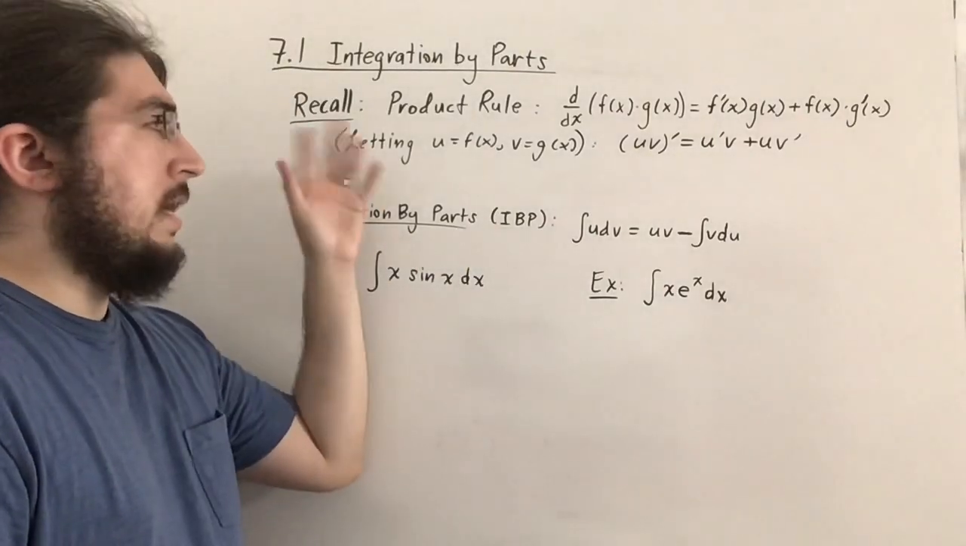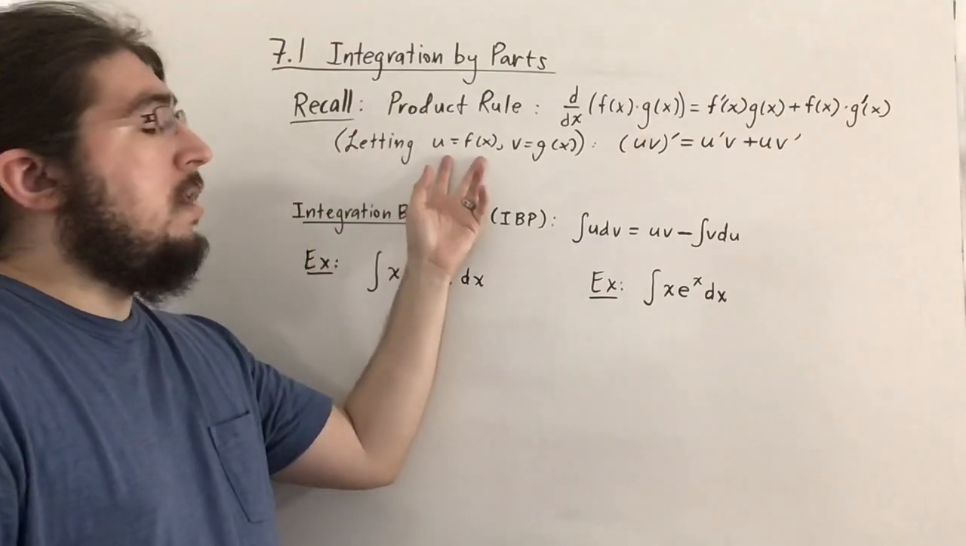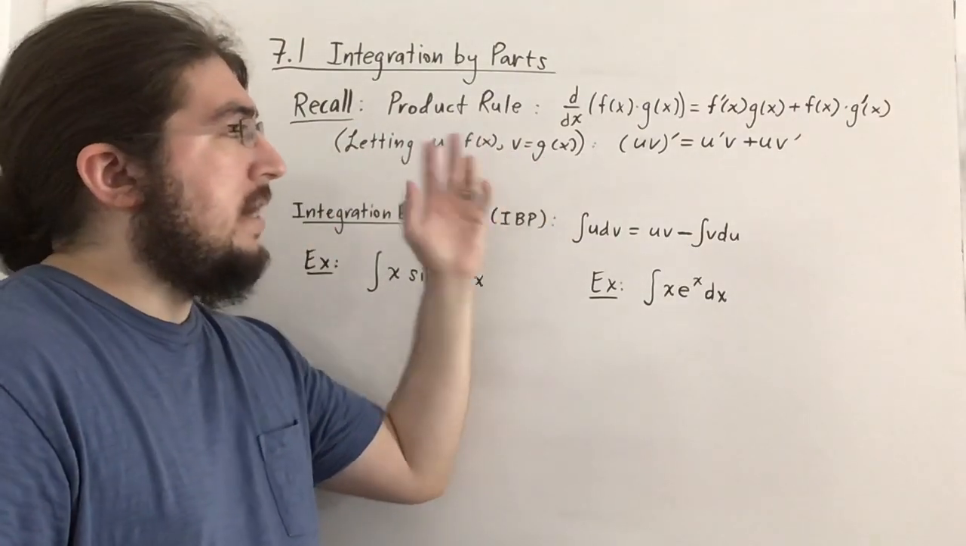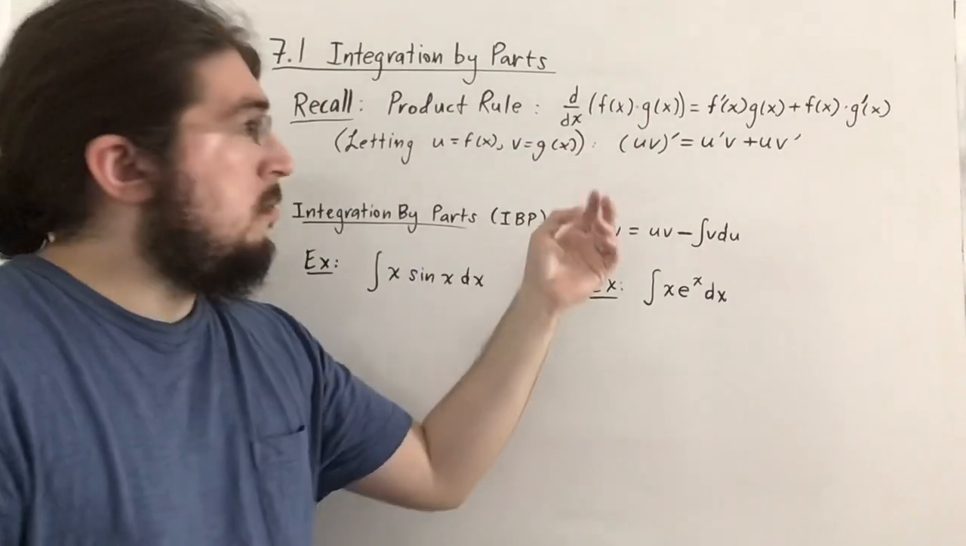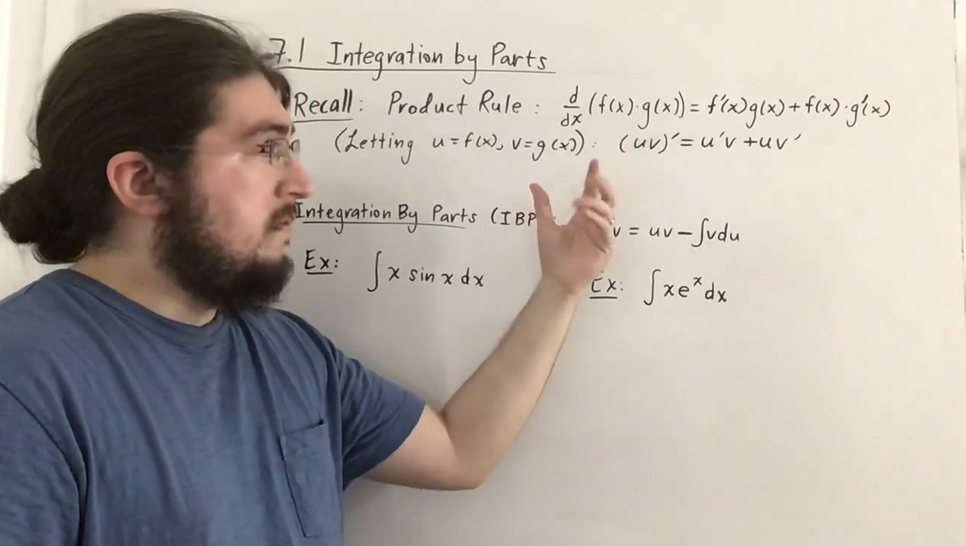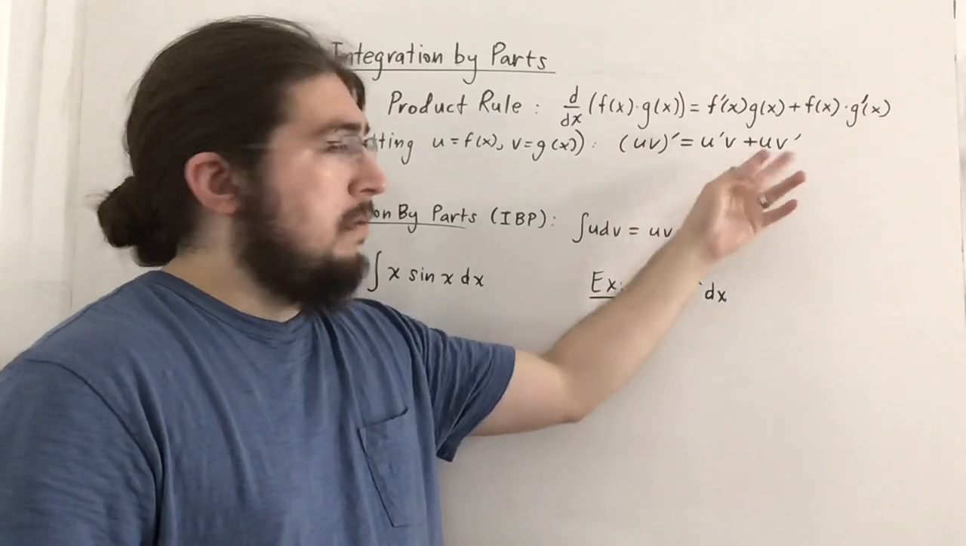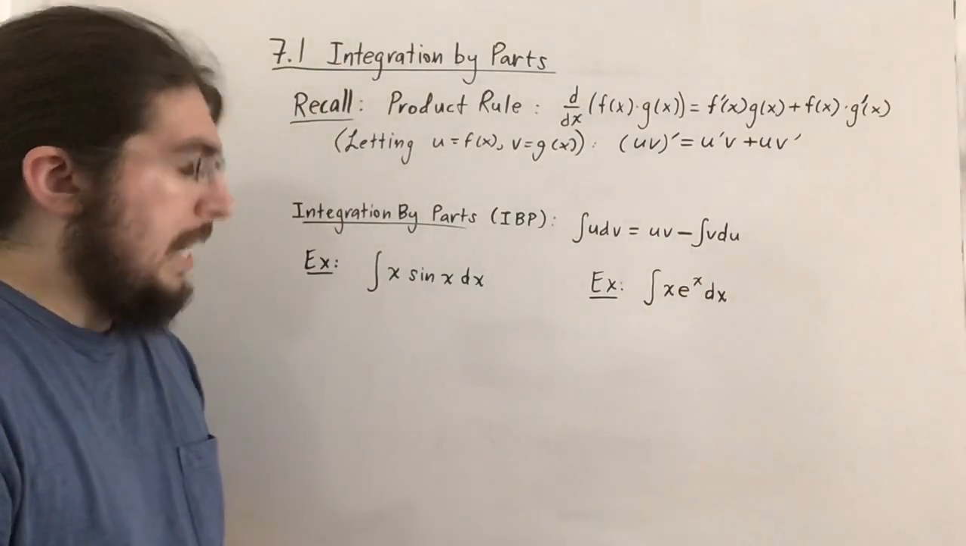More formally, or I guess less formally, if you let u equal f of x and v equal g of x, then the shorthand notation for the product rule is that uv prime, so its derivative, is u prime v plus uv prime, like that.